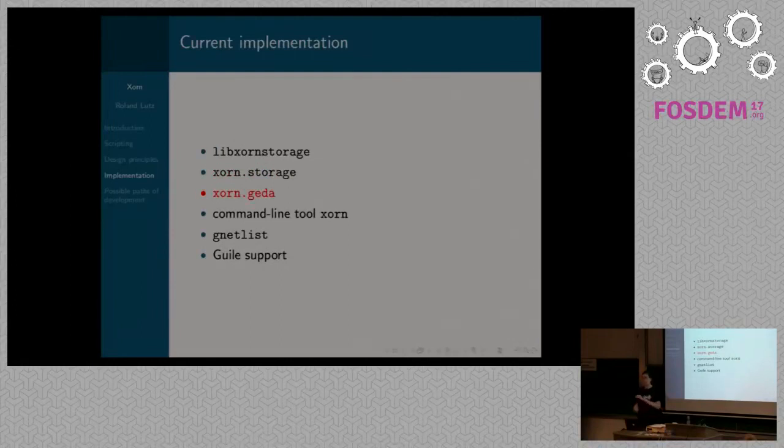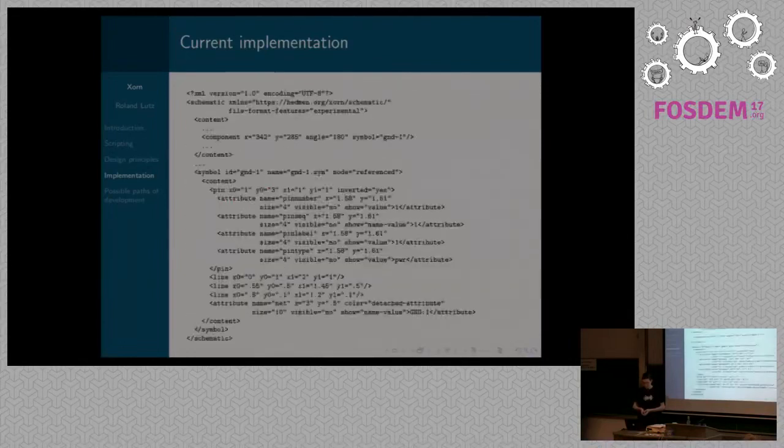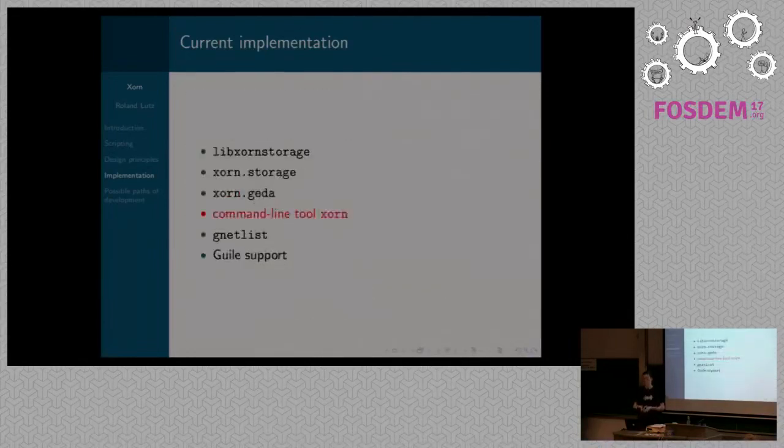Xorn.geda, which is basically the parts of libgeda which are interesting to use in another application, ported to use the new functions. There is a new file format. There's a command line tool, xorn, which offers all the functionality you would expect to be available on the command line. For example, converting a file from one format to another, or extracting symbols from a schematic file.